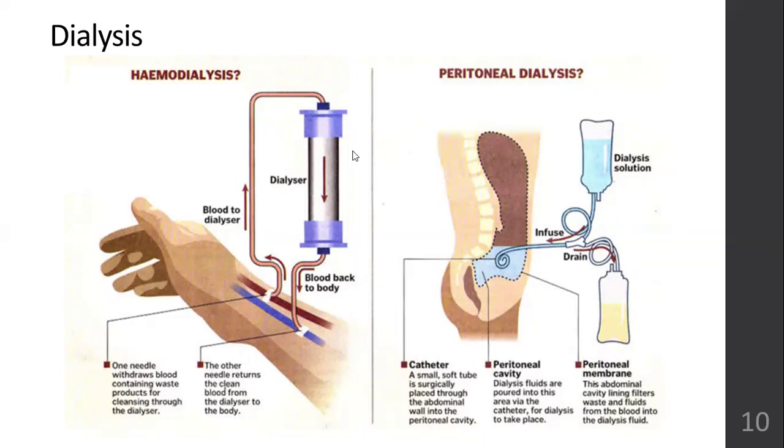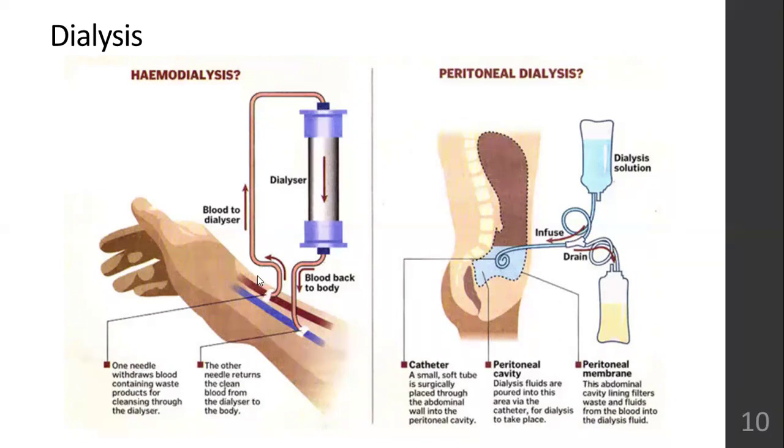There is a dialyzer. The blood is taken out of the patient's body. The entire blood will go through the dialyzer you see here. This is inside that machine, the dialysis machine. This dialyzer is called an artificial kidney.